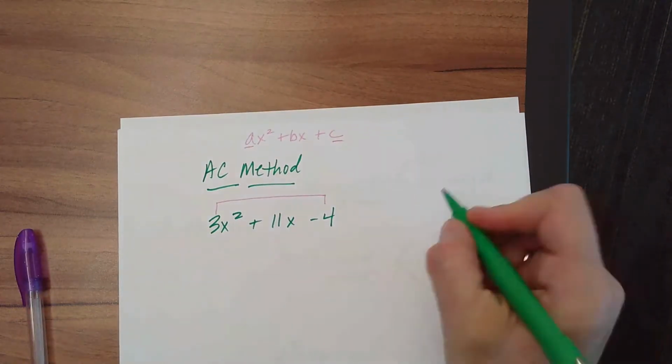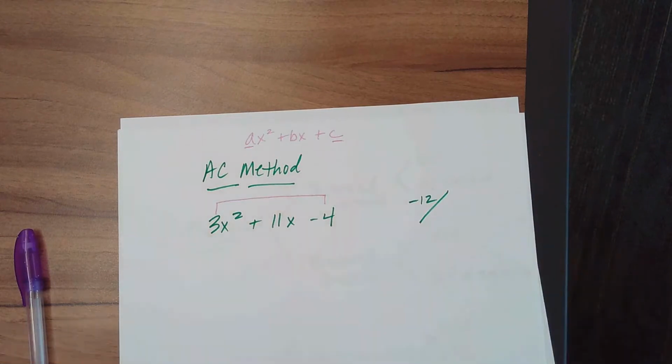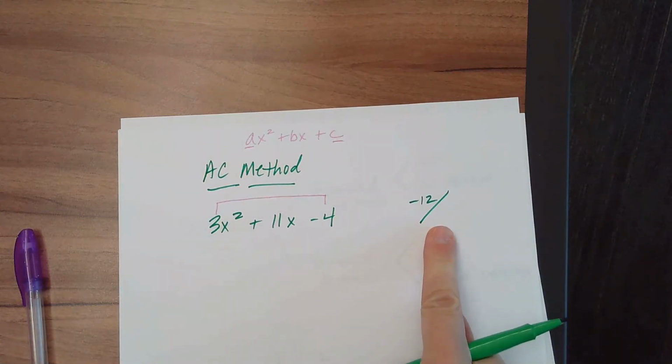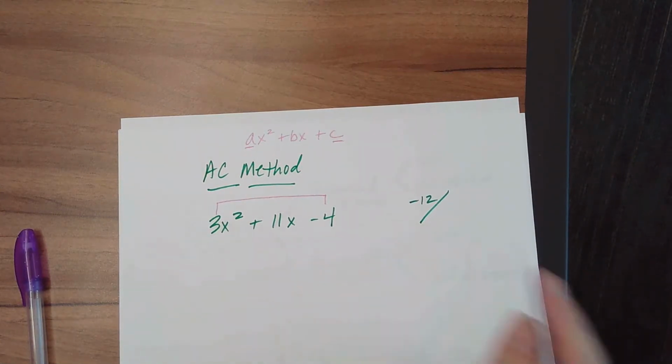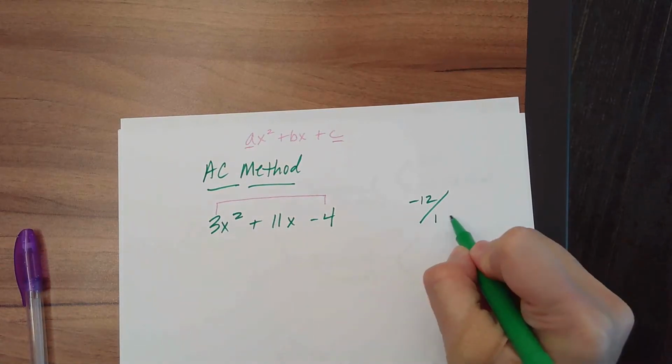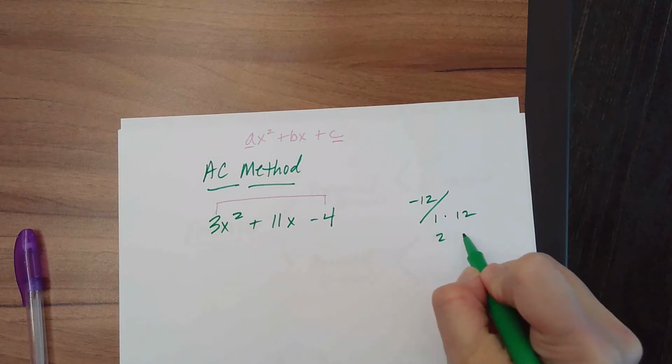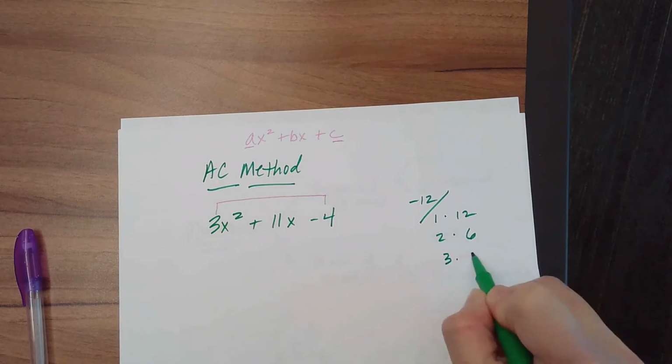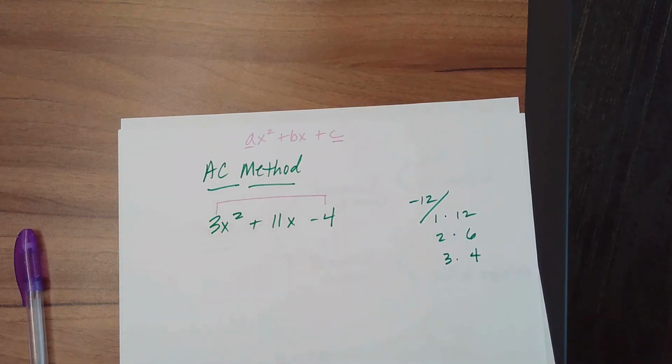So 3 times negative 4 is negative 12. So a lot of times I just write it on the side. And the more comfortable I get with this, the less I have to actually write things down. I'm going to then look at factors of 12. Okay, 1 and 12, 2 and 6, 3 and 4. I think that's it, right?